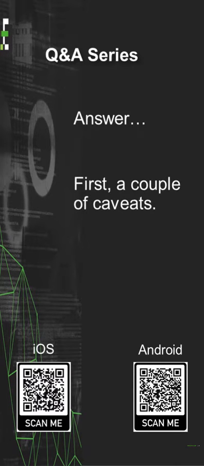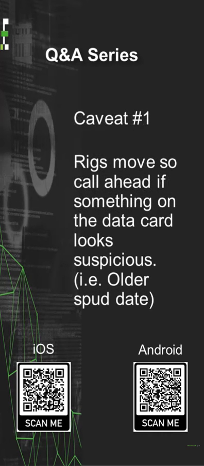So before the answer, a couple of caveats to be aware of. First, as you all know, rigs move. They move all the time, so we're not going to get it right 100% of the time, even though that's our goal. For that reason, we encourage everyone to call ahead if they can, just to verify before they drive significant distances, especially if the rig's spud date is older than you expect or something doesn't look right on the card view for the rig or permit.